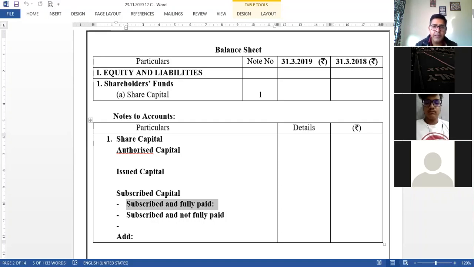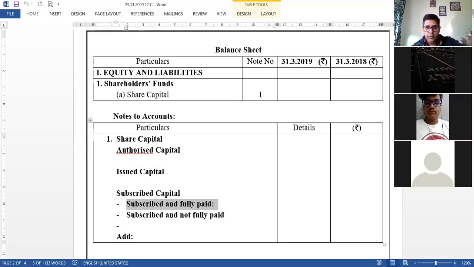Now, about fully called, students ask: sir, if the company has called 8 rupees and the company has received 8 rupees, then will it be categorized under fully paid up? The answer is no. My explanation was very clear.